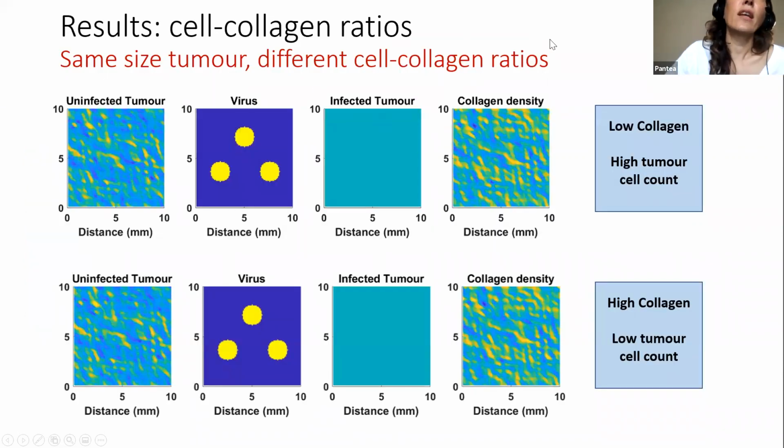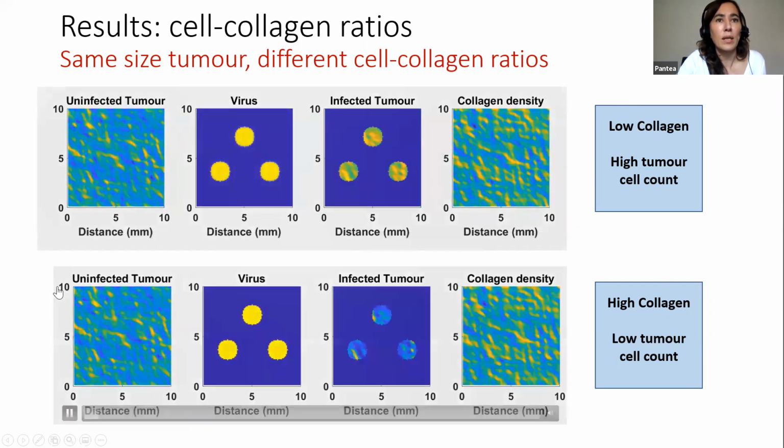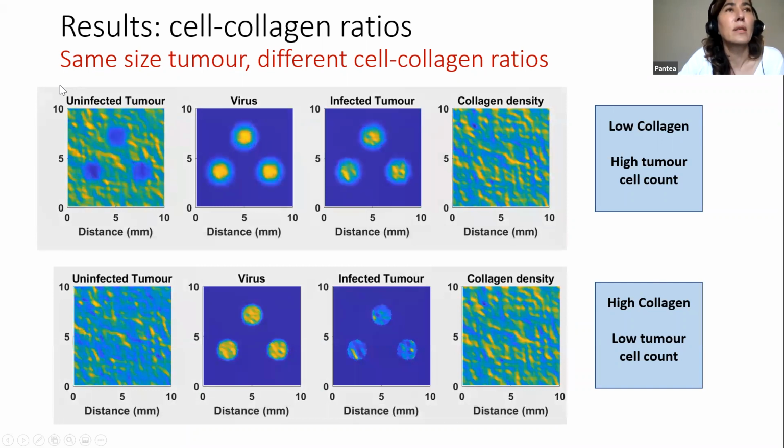Okay, so let's take a look at some of the relationships between cells and collagen and see what we see within our model. At this stage, it is very exploratory. So let's look at 2 tumors that are the same size, but different cell to collagen ratios. So here, this is low collagen, high tumor cell count, and this bottom one is high collagen, low tumor cell count. So if we run these two, let's take a look at what happens.